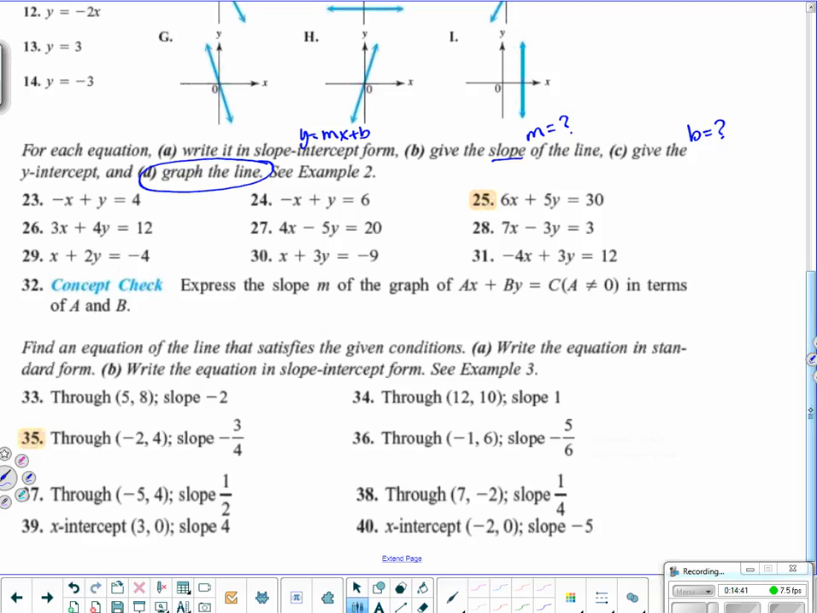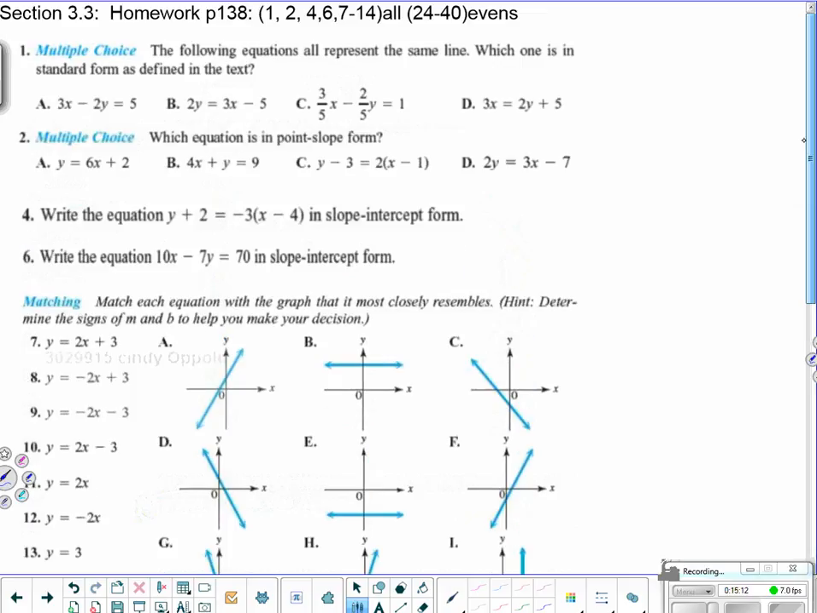And then down here at the bottom, find an equation of a line that satisfies the given conditions. Write the equation in standard form, write it in slope-intercept form. So we have a point and a slope. I would take it into this format, you guys: y minus y1 equals m times x minus x sub 1. That's what I would start with, okay? And you've got an example of that in your notes, so follow your notes. There you go. Hopefully you can get quite a bit done, and see you soon.